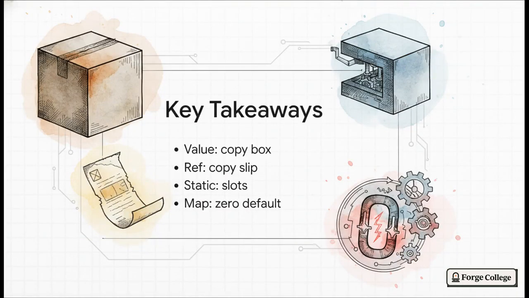Moving forward, always consciously choose. Are you copying actual warehouse boxes or just handing out duplicate paper slips? Remember that static types pack neatly into 32-byte slots to save gas, while dynamic types use off-slot storage and pointers. And finally, always explicitly check your default returns. Don't let a phantom 0 trick your contract logic.